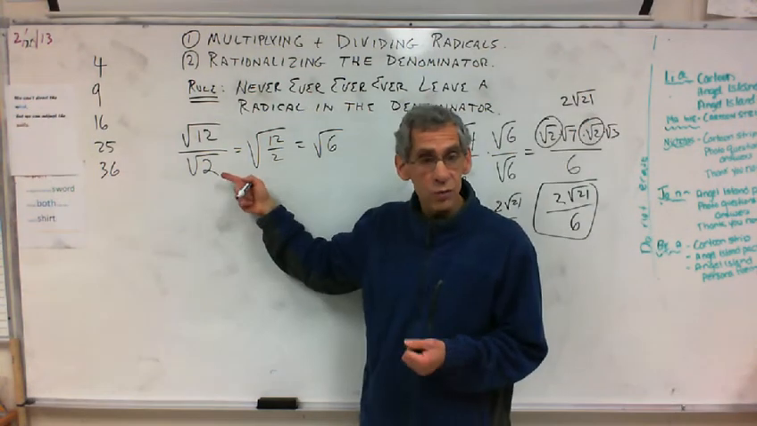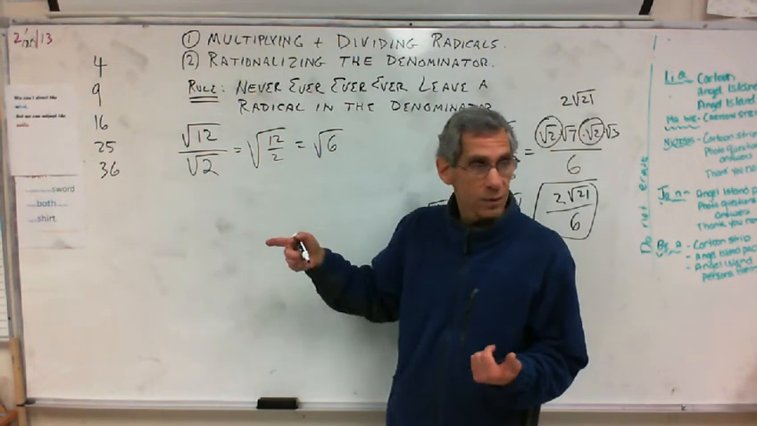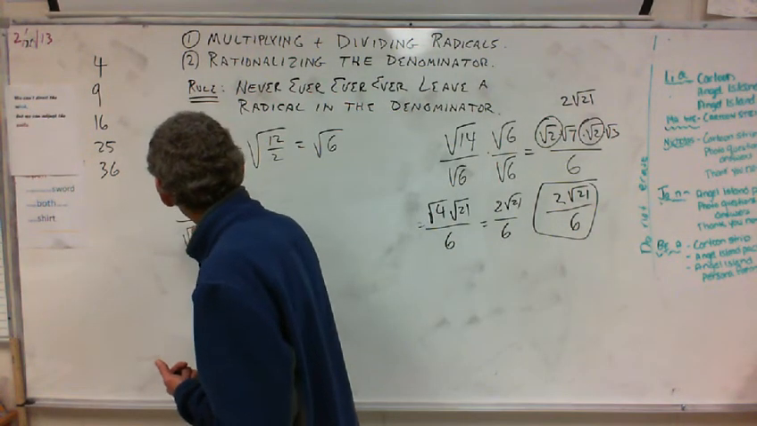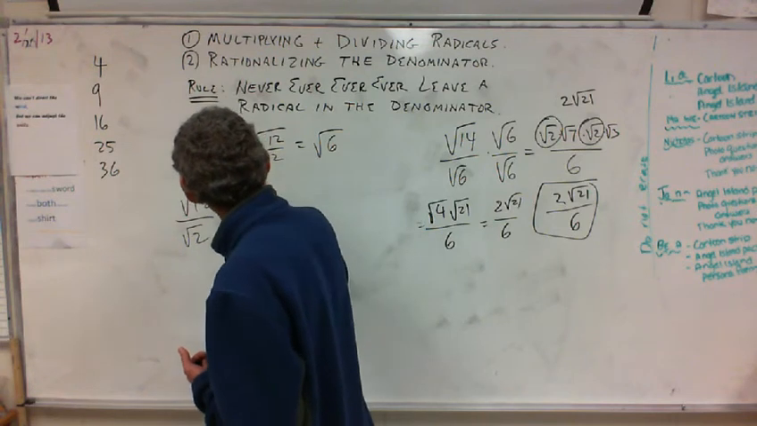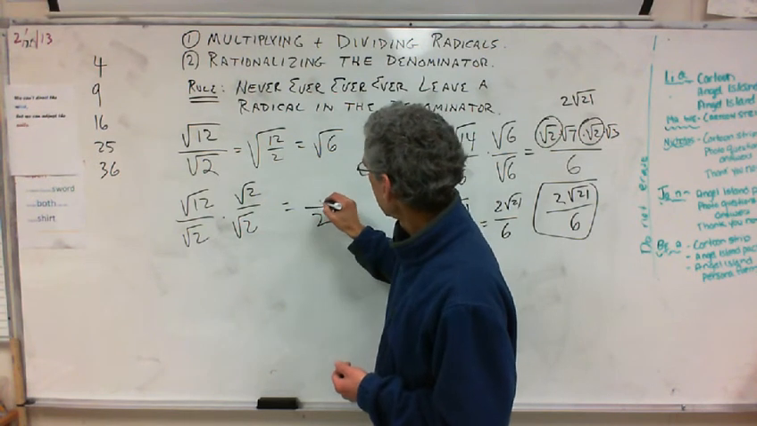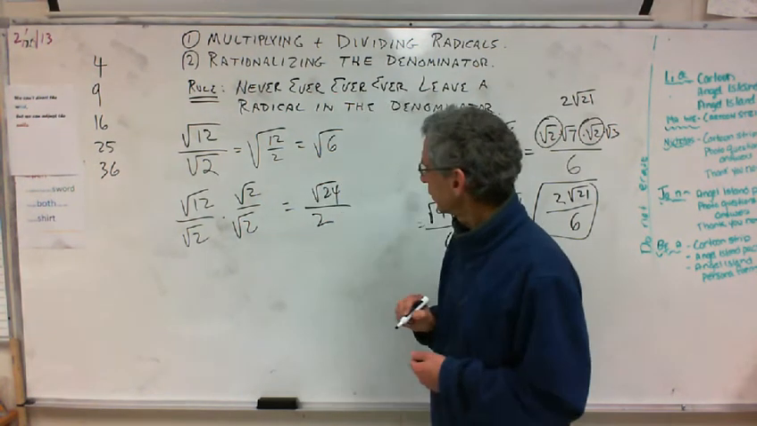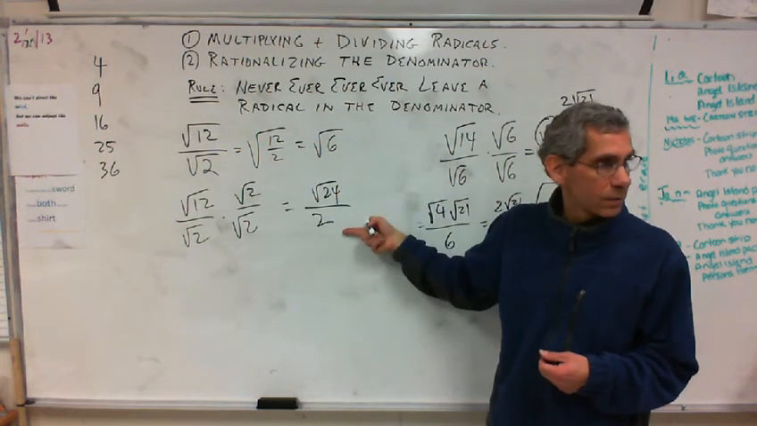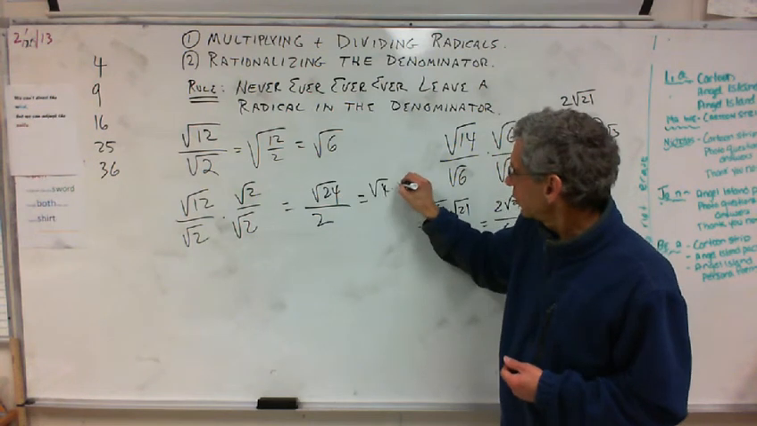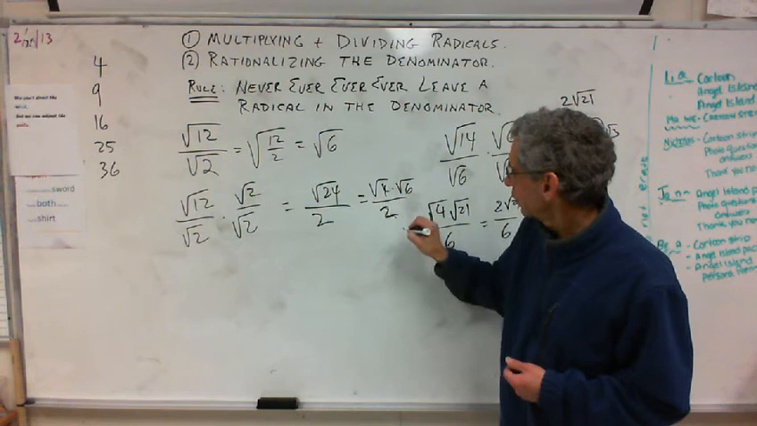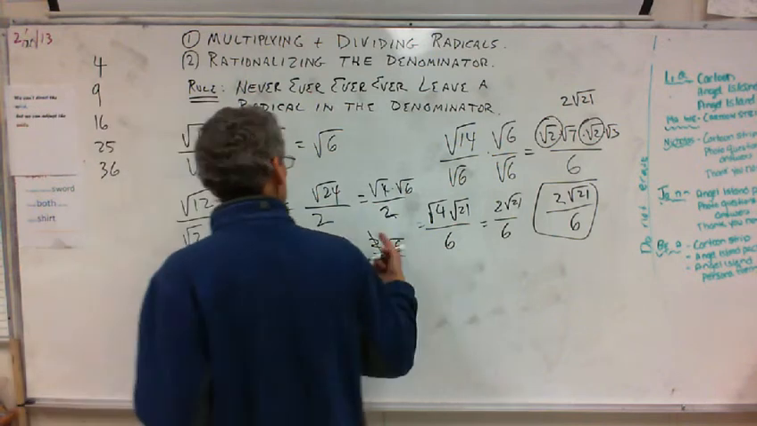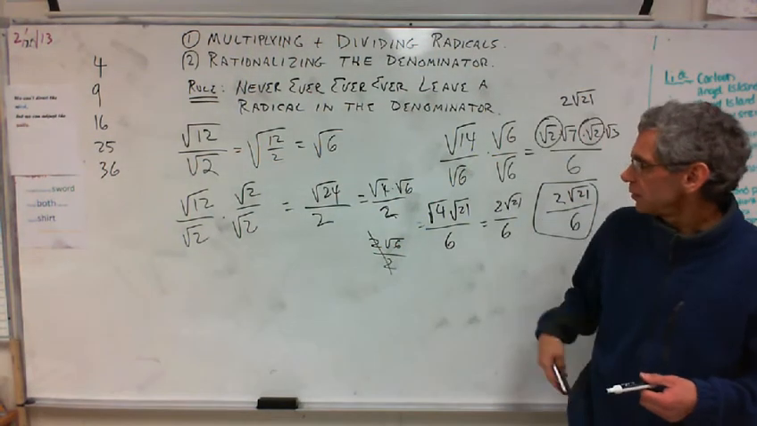I could have used the rationalizing approach, though, if I wanted to. I would choose to do it this way, personally. But if I had chosen to do the rationalizing, I'd multiply by the square root of 2 over the square root of 2, then I would get 2 in the denominator, and in the numerator I'd have the square root of 24. But now I've got to simplify this. That'd be 4 times 6, square root of 4, that'd be 2 square roots of 6, all over 2. The 2's cross out. We finally got the square root of 6. And so, see how that was easier?